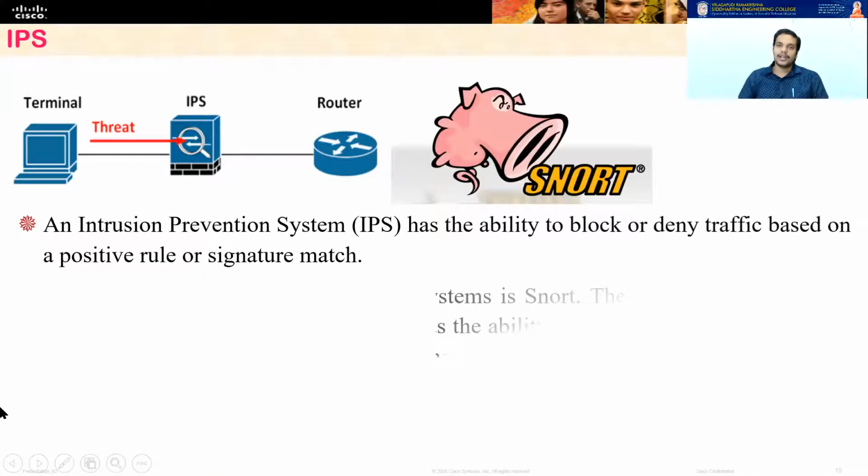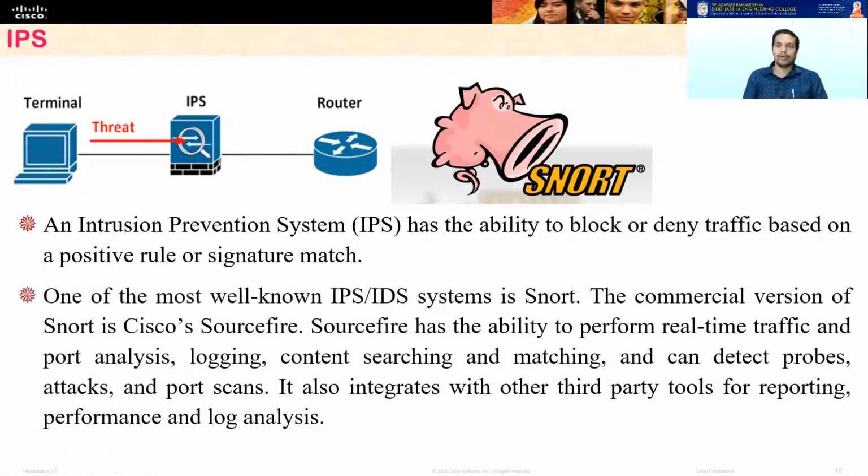On the contrary, intrusion prevention systems have the ability to block or deny traffic based on a rule or a signature match. The best known rule set is called SNORT, S-N-O-R-T. Google SNORT rules. There are many IPS which work in conjunction with SNORT rules. The commercial version of SNORT is Cisco's SourceFire. It has the ability to perform real-time traffic and port analysis, logging, content searching and matching, probing, attacks and port scans. It also integrates with third-party tools for reporting, performance and log analysis.